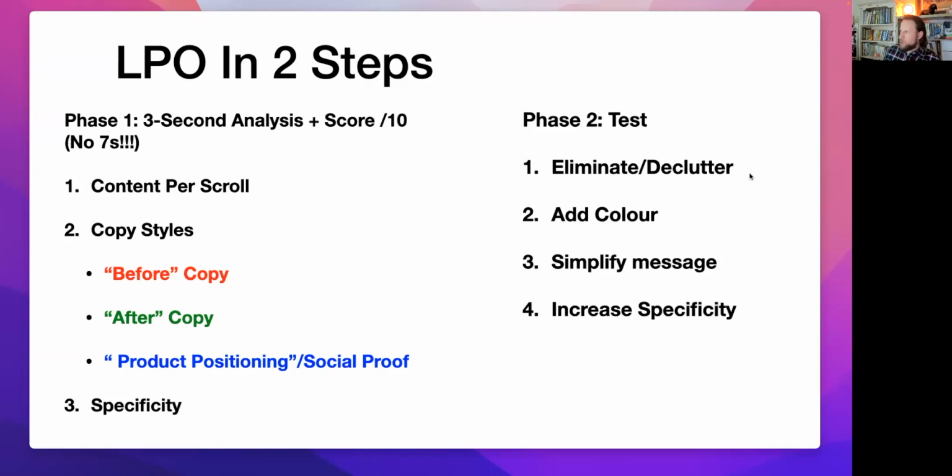First and foremost, wherever you can, eliminate stuff. If you've got a video and a pre-headline and a large headline and a follow-up and a timer and a large complicated button and an alert bar at the top, that's too many things. See what you can do to declutter or eliminate your page and reduce that amount of content per scroll.